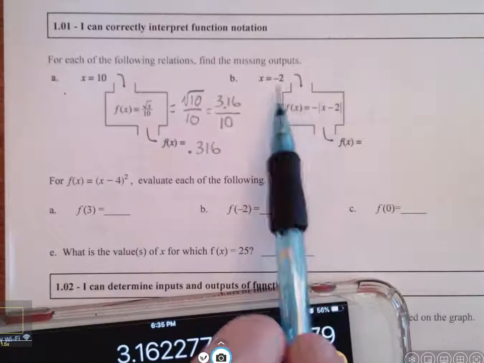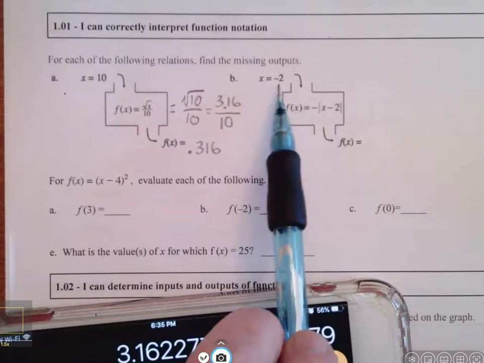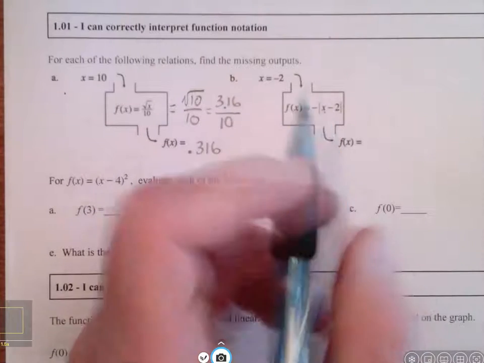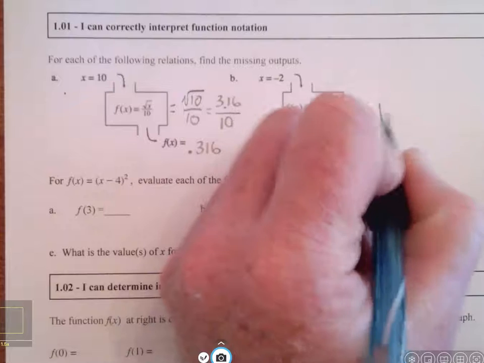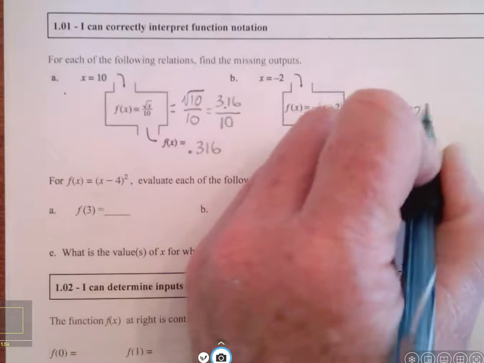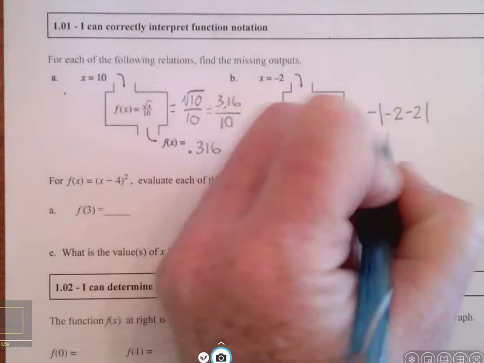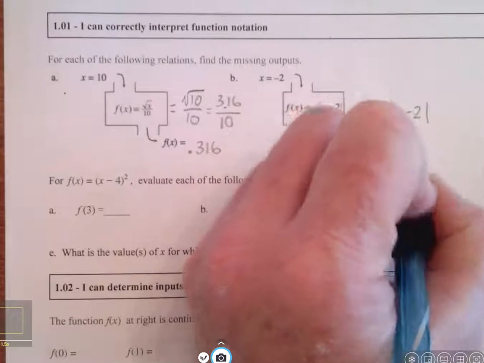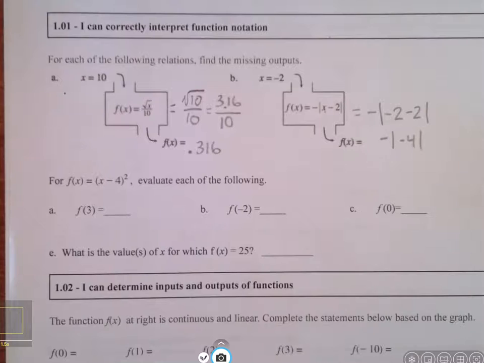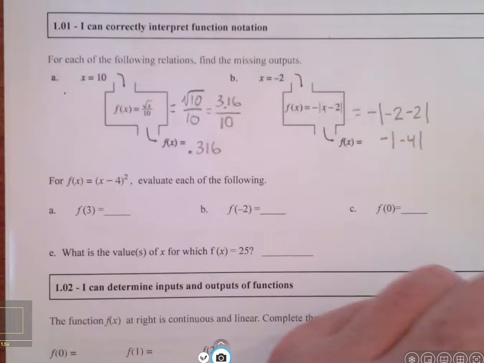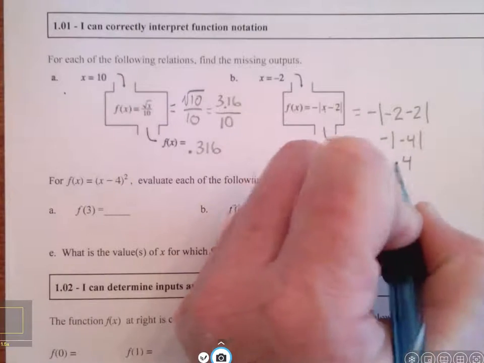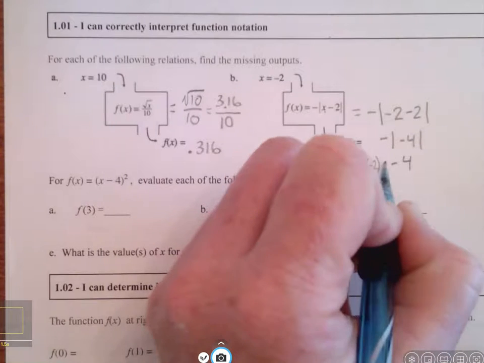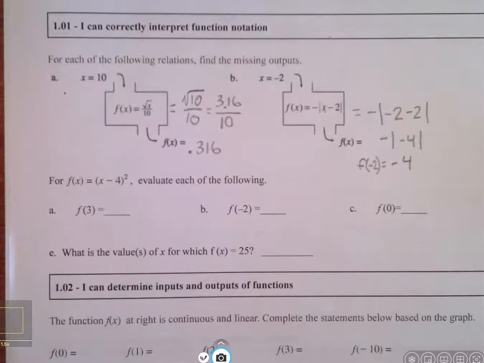Okay, let's try this one. f of x when x is -2. Okay, so that means I need to substitute in -2 for x. So this becomes the opposite of the absolute value of -2 minus 2, which is -4. The absolute value of -4 is 4, and we want the opposite of that. So f of -2 is equal to -4.